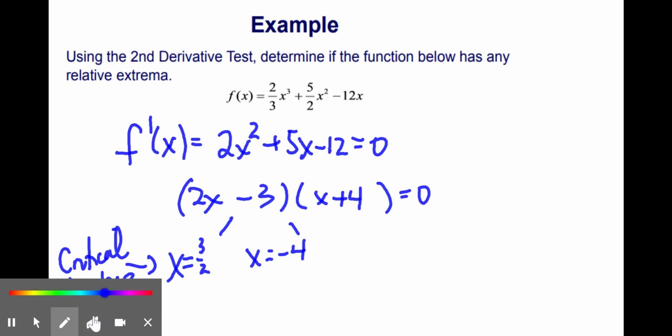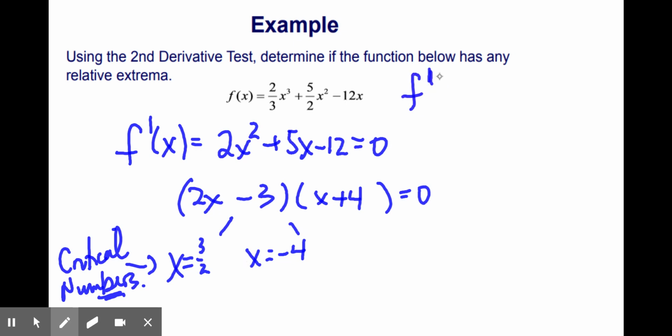And again, on the AP exam, this would be the first thing you would have to do. You'd have to convince the reader that these values are critical numbers. Okay. Then you can go ahead and go to the second derivative and use the test. So the second derivative would be 4x plus 5. Okay. So now here's how this works.